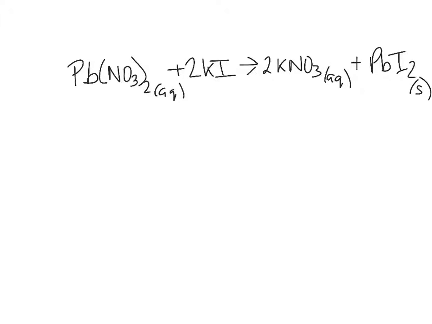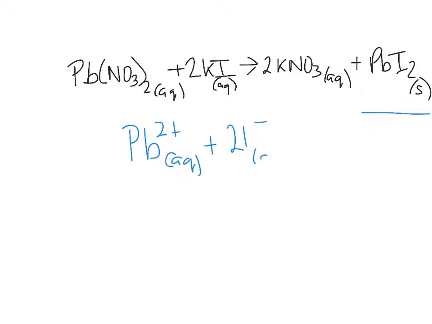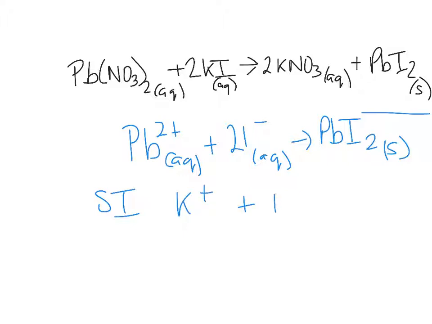Okay, I want you to write the net ionic equation, please. Your net ionic equation will always contain your solid and the ions that make it. So there's your net ionic equation. The spectator ions are the other two ions, so K plus and NO3 1 minus.